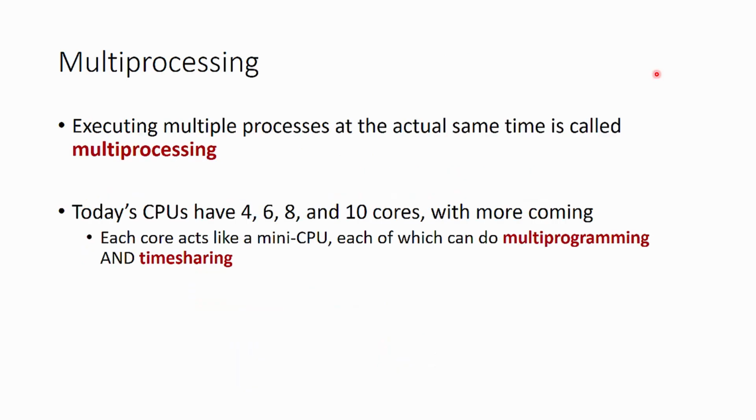Multiprocessing, on the other hand, as a contrast to multiprogramming, means that we're executing multiple processes at the same time. Today's CPUs make that fairly easy. We've got 4 or 10 cores on these CPUs these days, and each one acts like a little mini CPU. It can run a particular line of processing from a program at any time, and each one of these cores can be multiprogrammed, and each one can time share. There's even some fancy things that allow this hyper-threading technology to fake even a couple more processes per core.